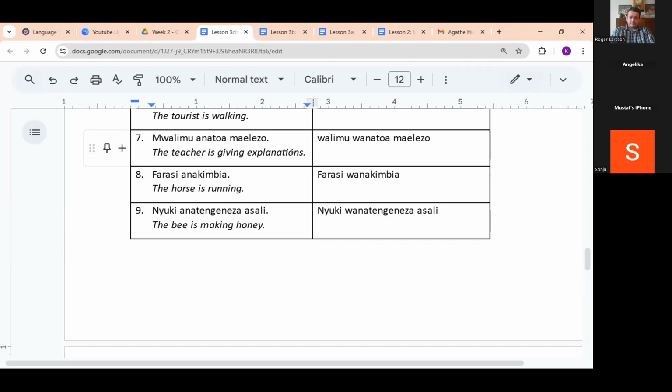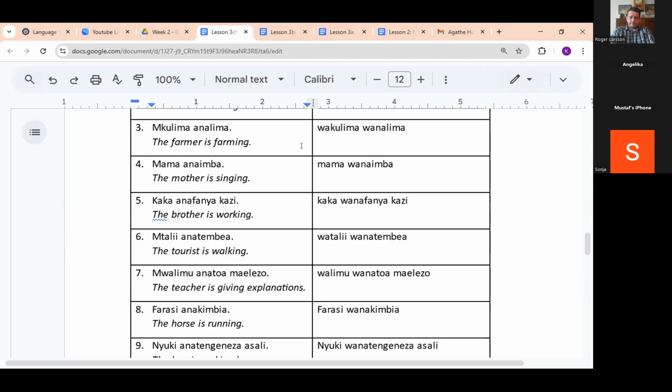Sawa sawa. Now I want you to use any verbs that you know. Make a sentence with any nouns in this class. You can write in the chat any 2 or 3 verbs. One sentence in singular form, another in plural form.